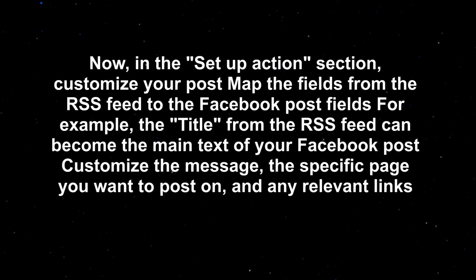Now, in the Setup Action section, customize your post. Map the fields from the RSS feed to the Facebook post fields. For example, the title from the RSS feed can become the main text of your Facebook post. Customize the message, the specific page you want to post on, and any relevant links.